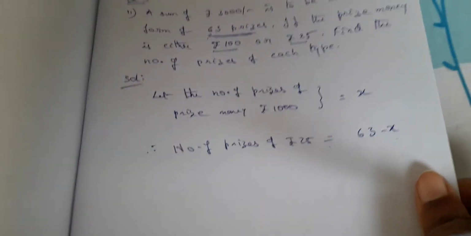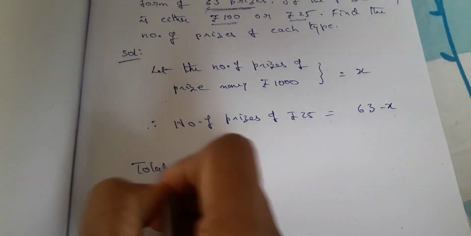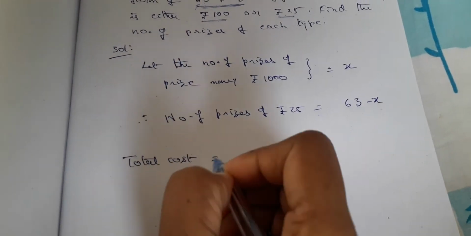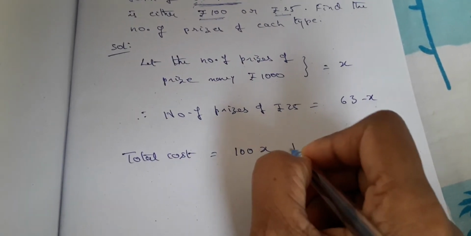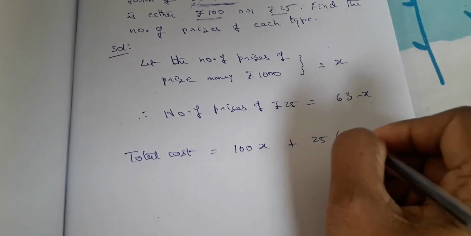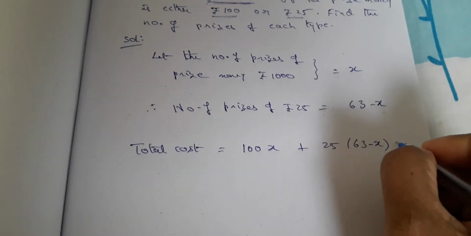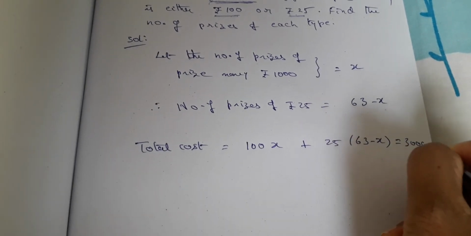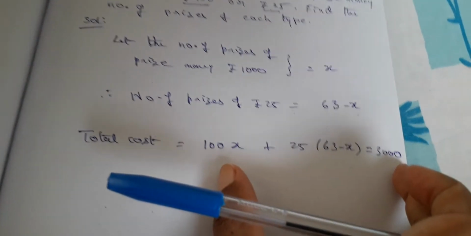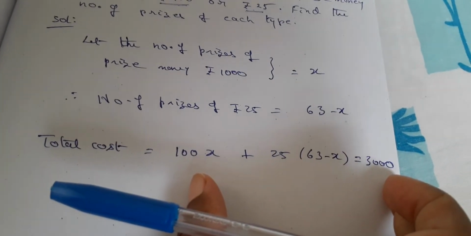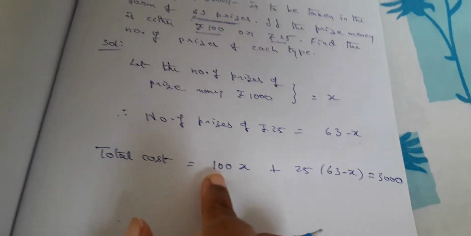Now the rest of the things you know how to do. So right now find out the total cost. Total cost is equal to 100 into x plus each one 25, total are 63 minus x, so 25 times 63 minus x. What is this equal to? This is equal to rupees 3000. Now we got our equation: 100x plus 25 times (63 minus x) is equal to 3000.